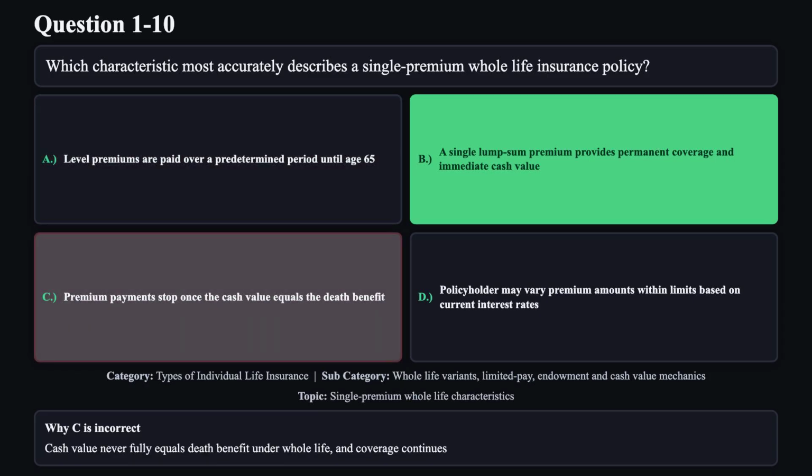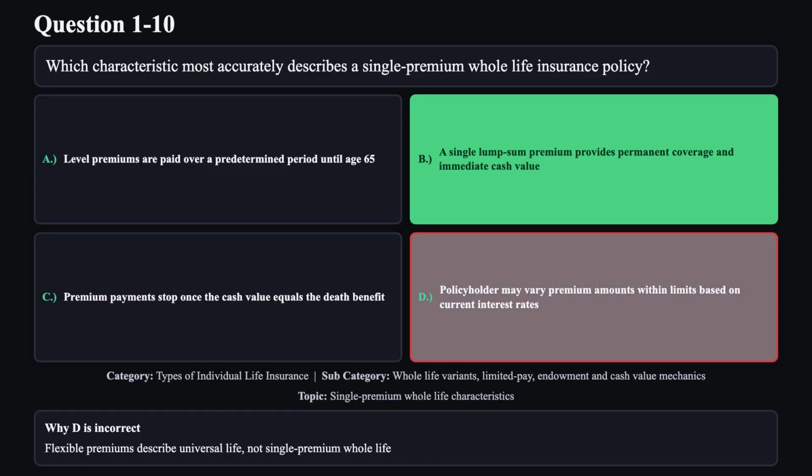Reason C is not correct. Cash value never fully equals death benefit under whole life and coverage continues. Reason D is not correct. Flexible premiums describe universal life, not single premium whole life.